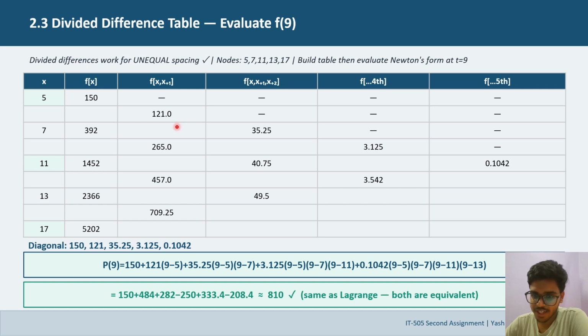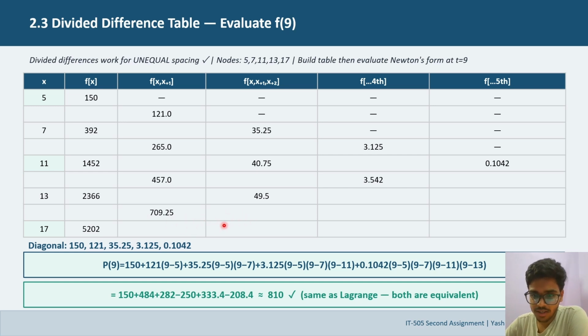Between x equals 7 and x equals 11, it is 1452 minus 392 divided by 11 minus 7, which equals 1060 over 4, which equals 265. Similarly, between x equals 11 and x equals 13, it is 2366 minus 1452 over 2, which equals 457. And between x equals 13 and x equals 17, it is 5202 minus 2366 over 4 equals 709.25.